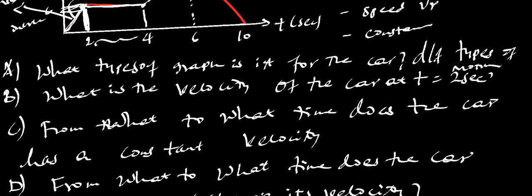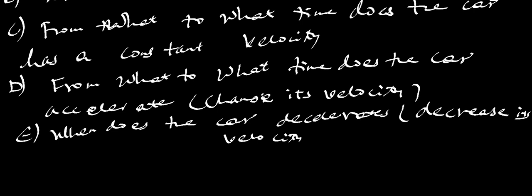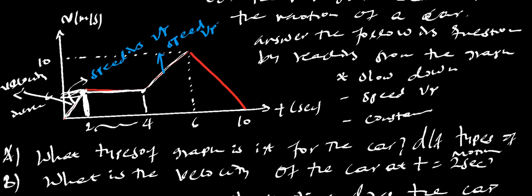When does the car decelerate? Decelerate means negative acceleration. When is there a negative acceleration? The car decelerates from the graph, from 8 second up to 10 second. From 8 up to 10 second, the car is decelerating.